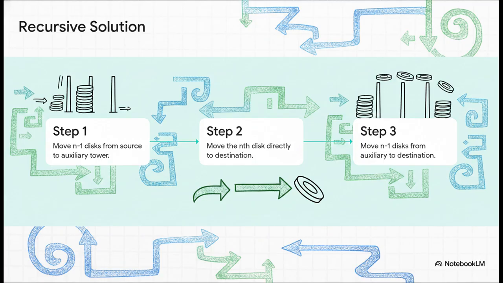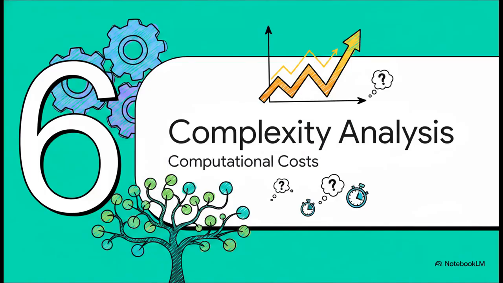Step 1, recursively move the smaller n-1 disks out of the way, taking them from the source rod and stashing them on the auxiliary rod. Step 2, move the largest nth disk directly from the source rod over to the destination. And step 3, recursively move those n-1 smaller disks from their stash on the auxiliary rod right back on top of the largest disk at the destination. Just 3 lines of recursive logic solve this deeply complex physical puzzle. It's almost like magic.